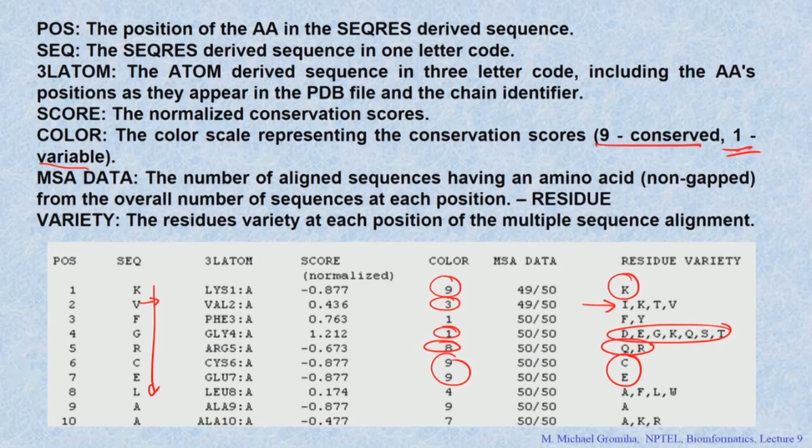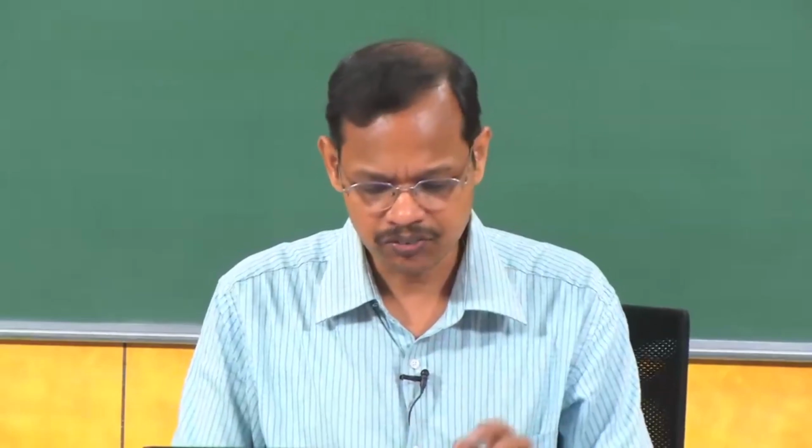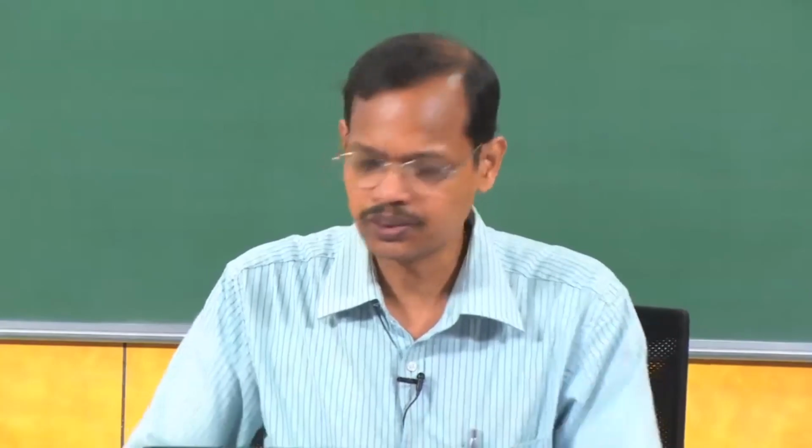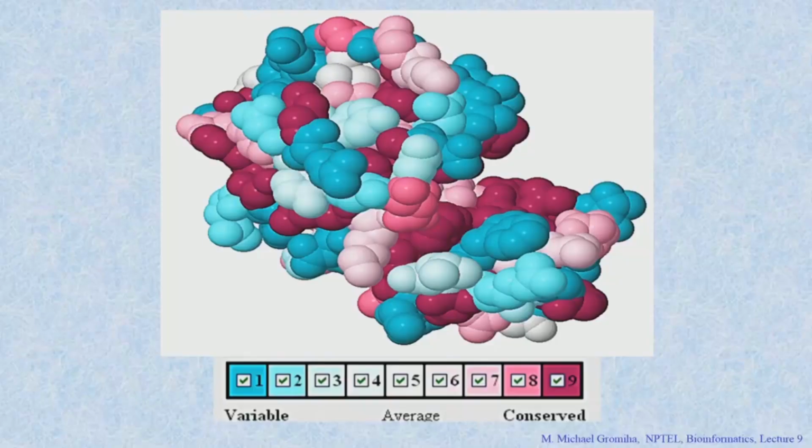So, depending upon this variability they give color codes from 1 to 9, right, and then you can see which ones are conserved and which residues are variable. Then we make this figure, this is the actual 3D structure, how the protein looks like, right. With different colors, can we see at which positions or locations the residues are conserved and which positions are highly variable?